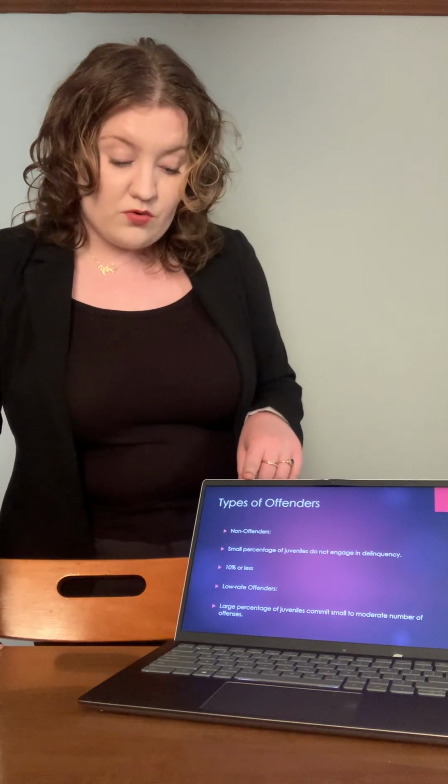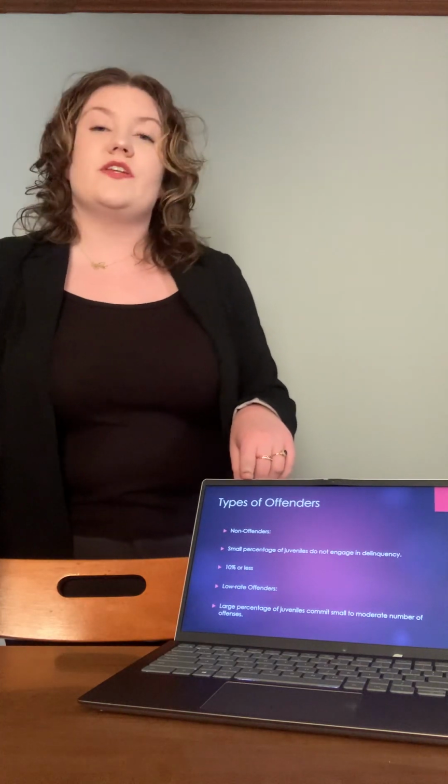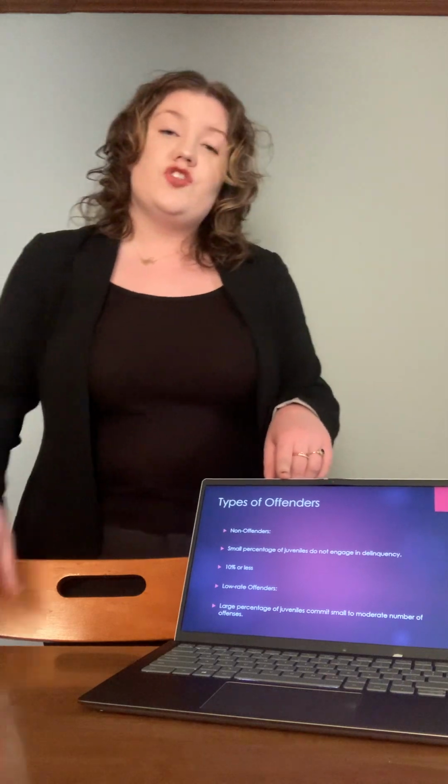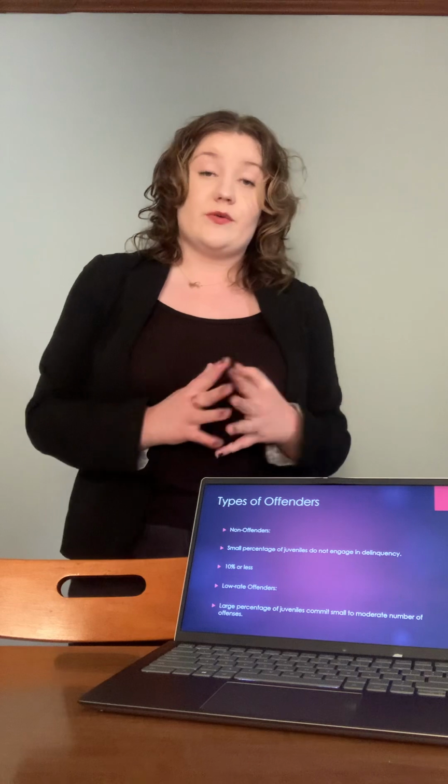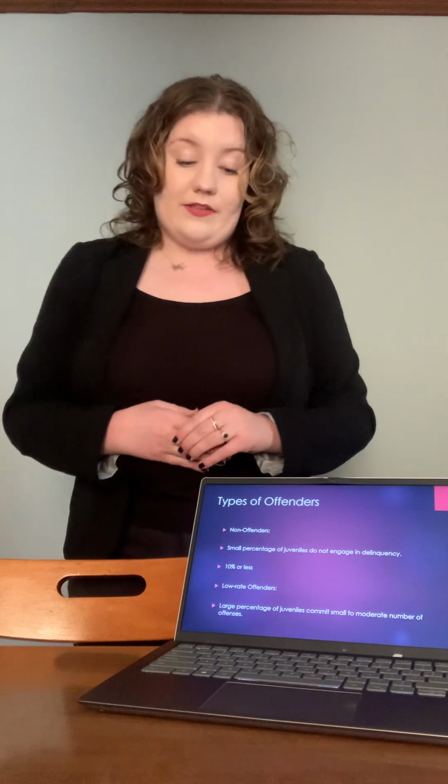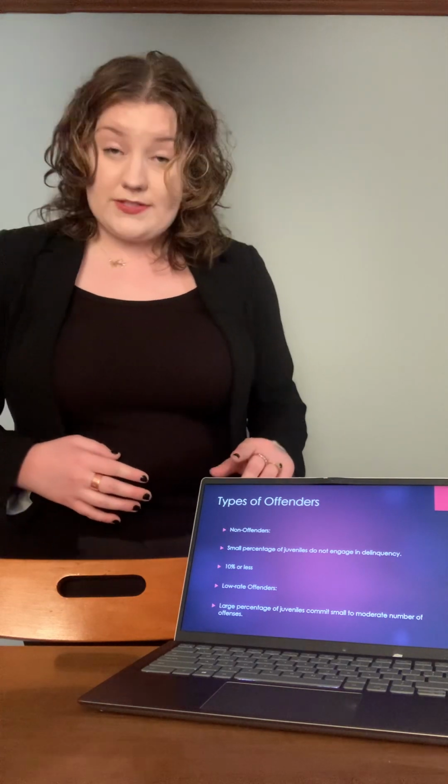Okay? So types of offenders, there are 3 main types of offenders. So there's non-offenders, low-rate offenders, and high-rate offenders. Okay? So we're going to talk about each one, starting out with the non-offenders, all right? So non-offenders take up a small percentage of juveniles, and these juveniles are the group that do not engage in juvenile delinquency at all. And they take up about 10% or less of the group.